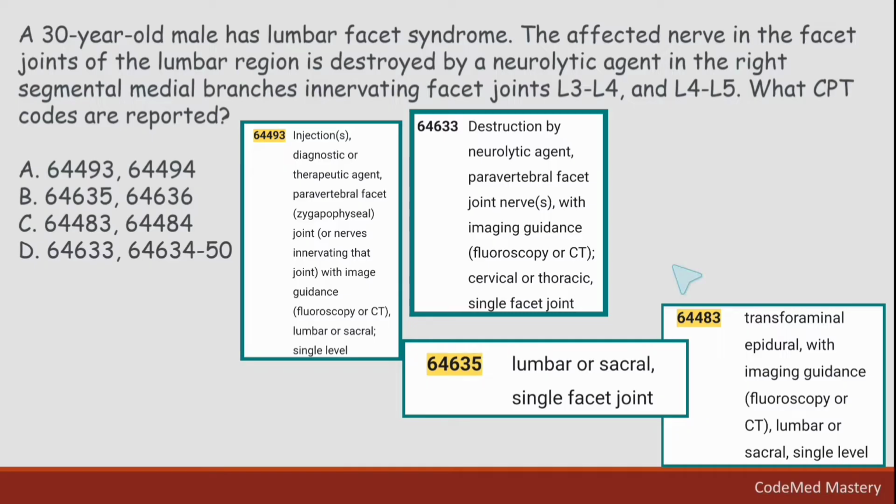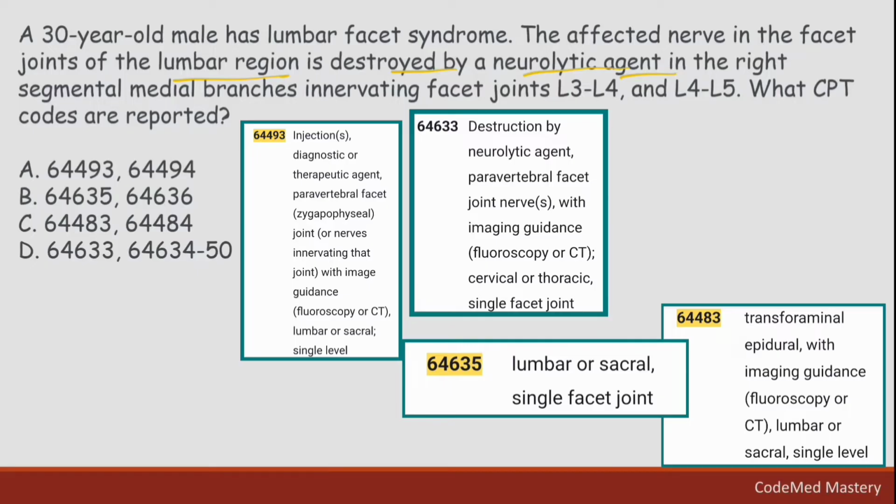So, which among these four codes is the right one? If you chose the code 64635, then you're absolutely right because the code 64635 is for destruction by neurolytic agent. In the scenario, you can see they have mentioned destruction by neurolytic agent, right? And it is in the lumbar region. So it is exactly matching with the code 64635.